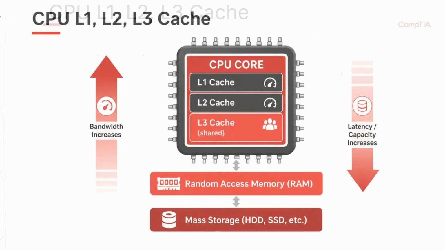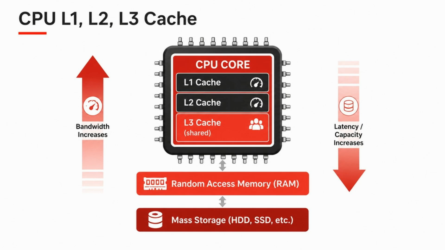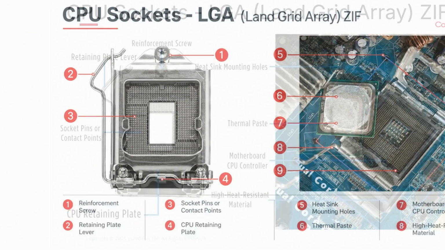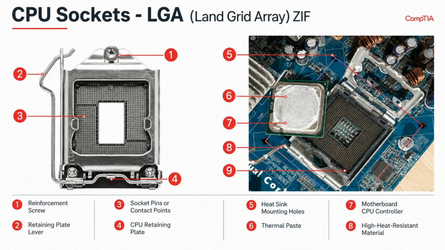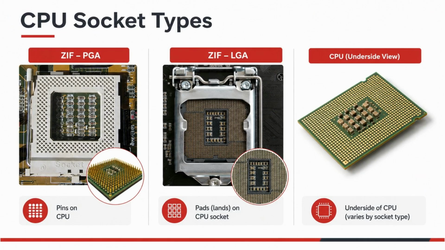modern CPUs. Here's how L1, L2, and L3 cache are laid out relative to the CPU cores. Notice how each level gets progressively larger and slower as you move further from the core, trading speed for capacity. Here's a land grid array socket using a zero insertion force, or ZIF mechanism. Notice the small pins in the socket itself rather than on the CPU, which is the defining feature of an LGA design. CPU sockets come in 2 main families.